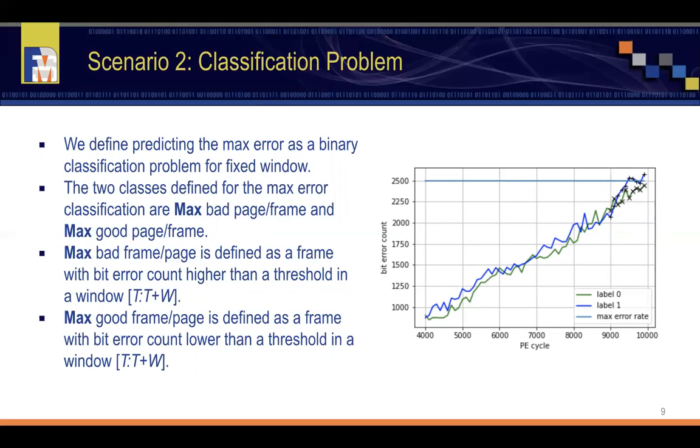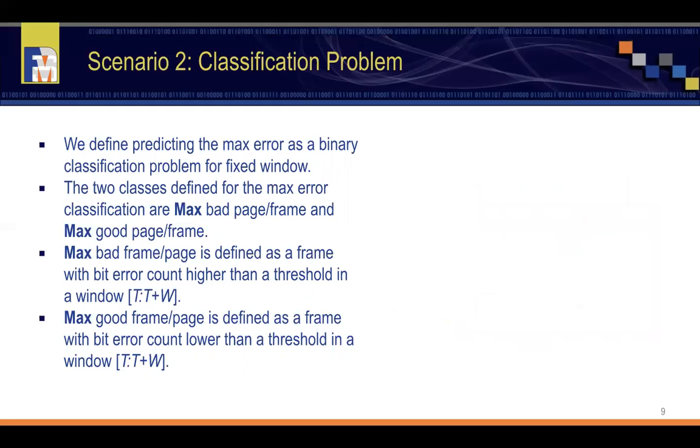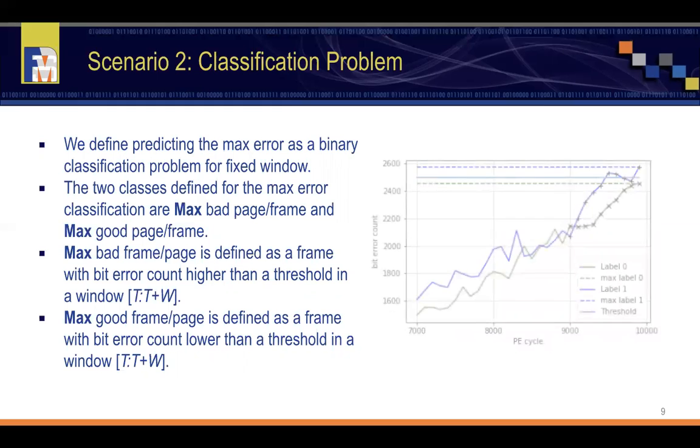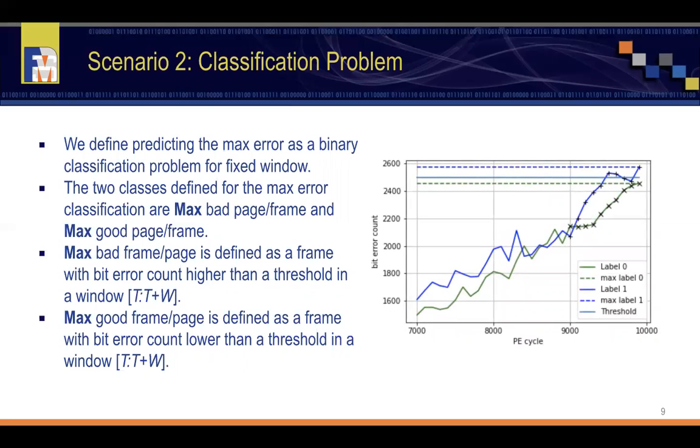The graph here plots two samples, one labeled as a max good frame and the other labeled as a max bad frame, in the p-cycle window 9K to 10K. Now if we zoom in on the plot, we can observe that the graph highlights the max error count of each of the curves and the threshold.